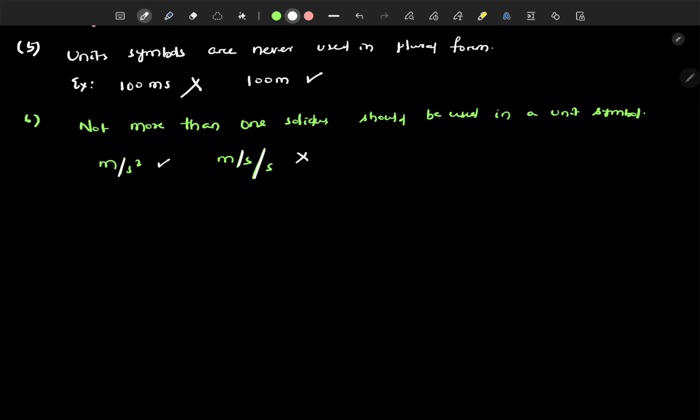Then we have to remember some multiples and sub multiples. Yes, some multiples and sub multiples. Now see, this is one of the interesting parts actually. For numerical solutions we have to use this.